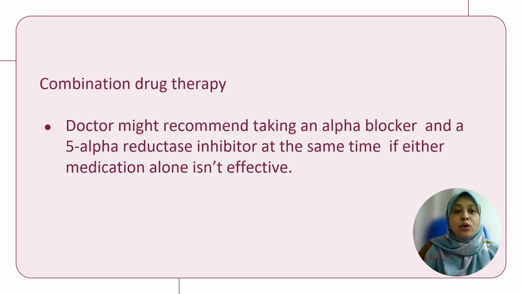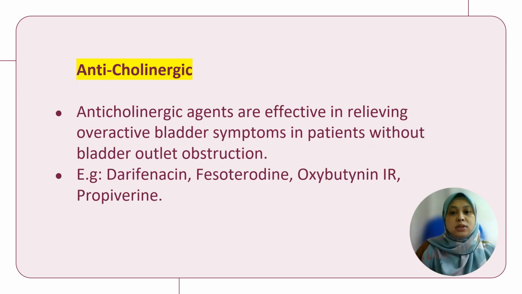Sometimes the doctor will combine the drug therapy, and the doctor might recommend taking an alpha blocker and a 5-alpha reductase inhibitor at the same time if either medication alone isn't effective. As for the anticholinergic drugs, these agents are effective in relieving overactive bladder symptoms in patients without bladder outlet obstruction. The medications are such as darifenacin, fesoterodine, oxybutynin IR, and propiverine.